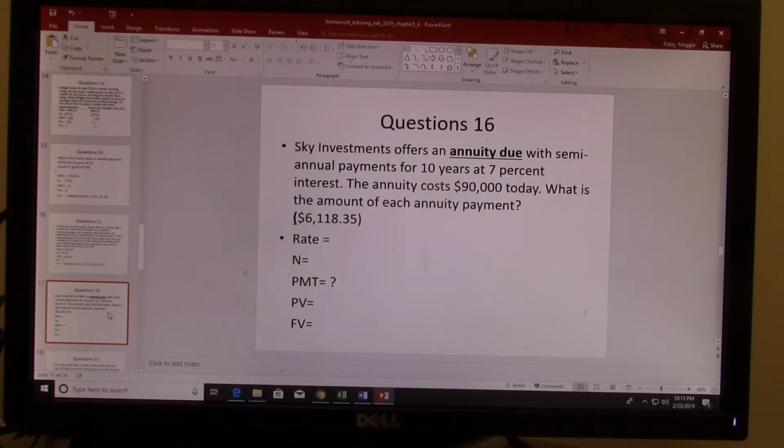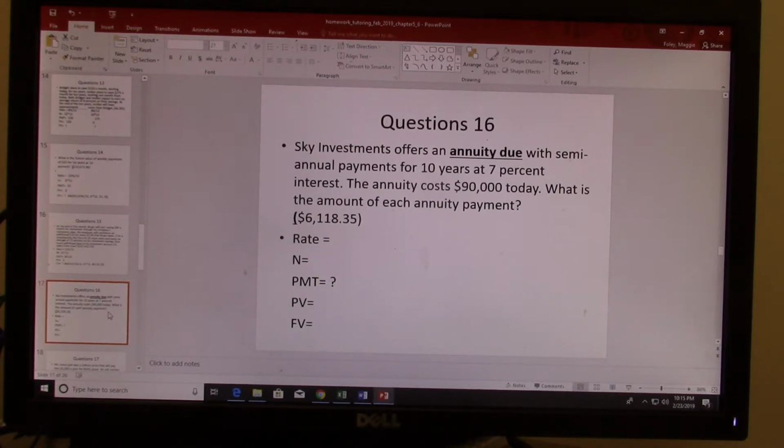Most of the annuities or other payments happen at the end of each period. It's called ordinary annuity or annuity. So when you see the word annuity due, you know the payment happened at the beginning of each year or each month or each quarter. So that's the difference. So for this question, it's a semi-annual payment for 10 years at 7%.